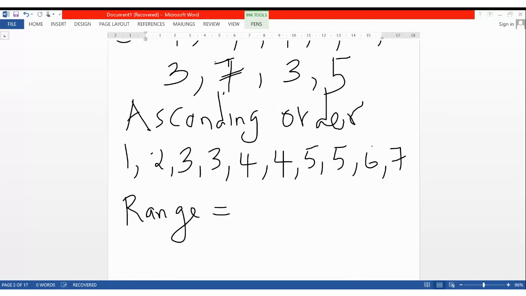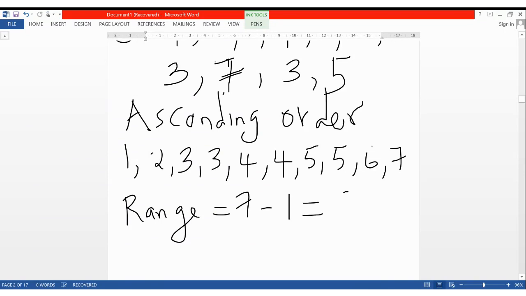Oh, so I've seen the answers are almost the same as the other one. That is 7 minus 1, which is 6. Now, for the semi-interquartile range, first of all, I will identify where the median is.